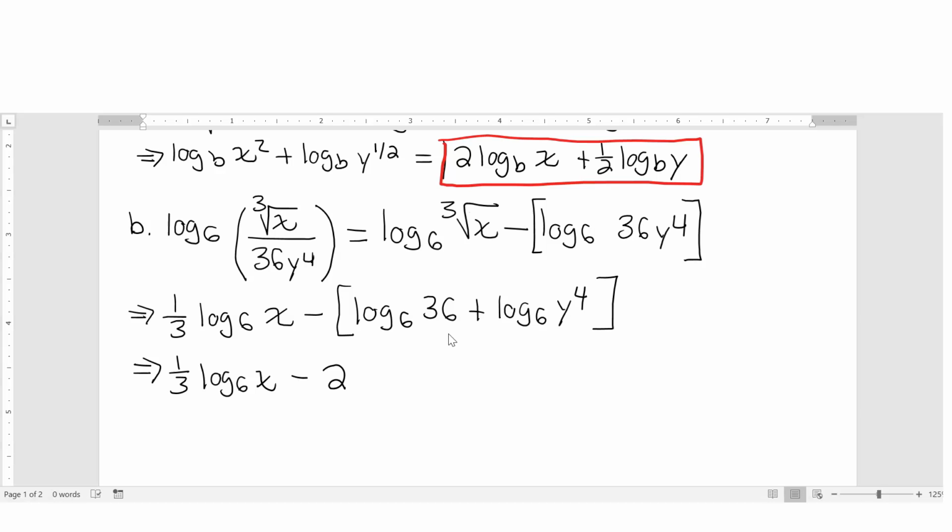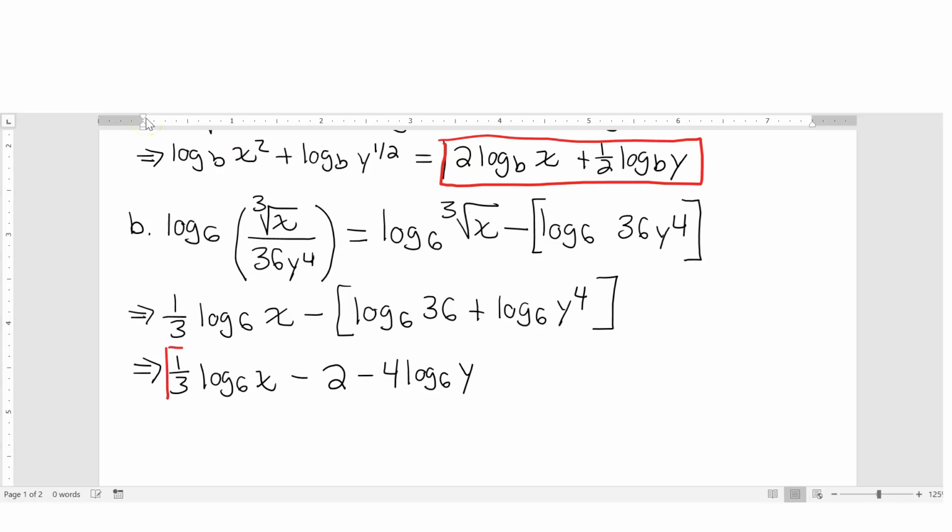And then when we look here, we will have the power rule to use, where this exponent of 4 is going to come out front as a multiplier, but then it will also be made negative as we distribute that negative sign. So this will be minus 4 log to the base 6 of y.